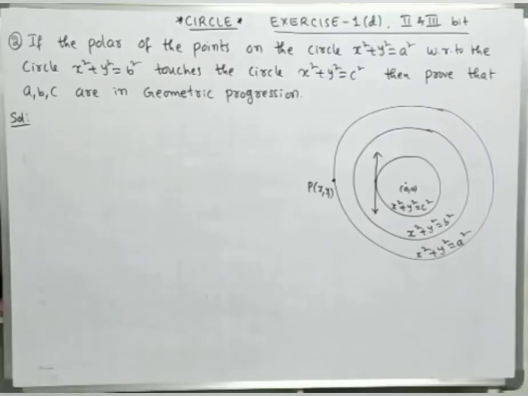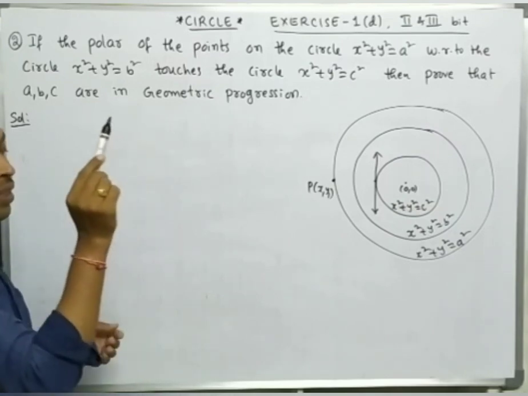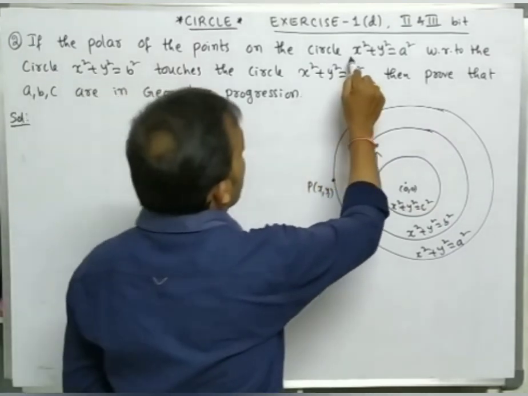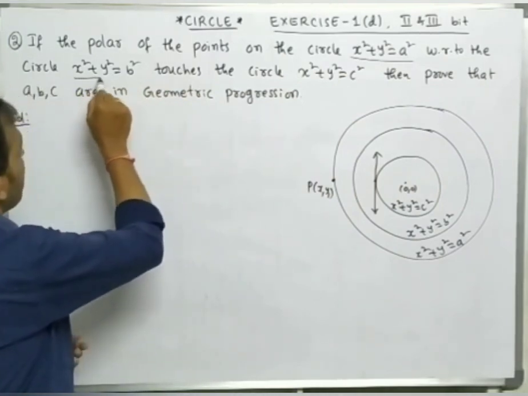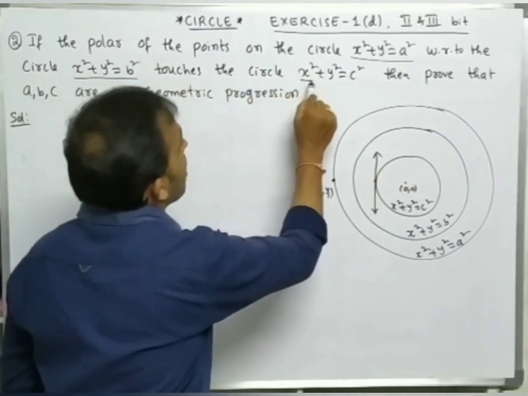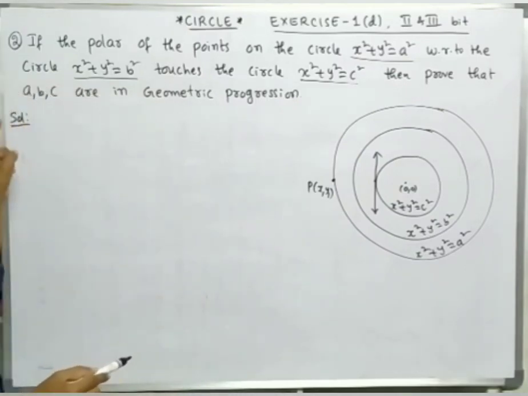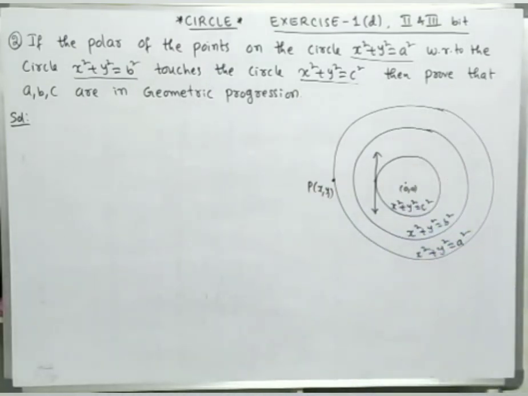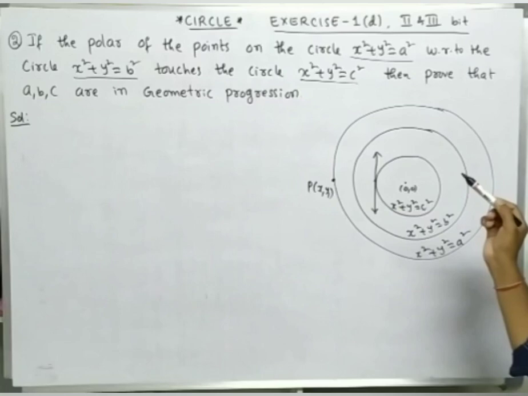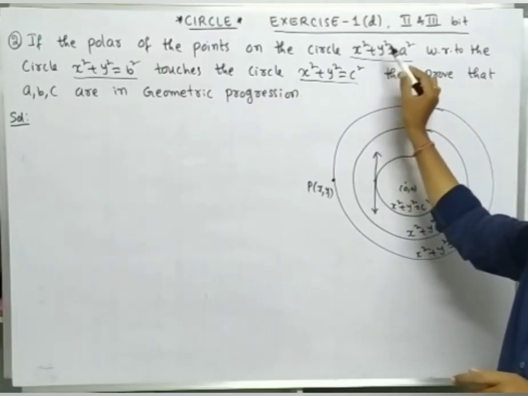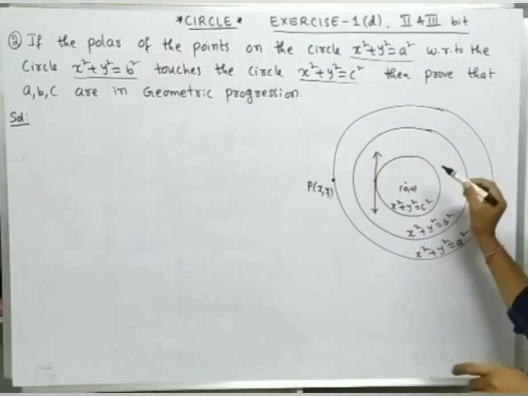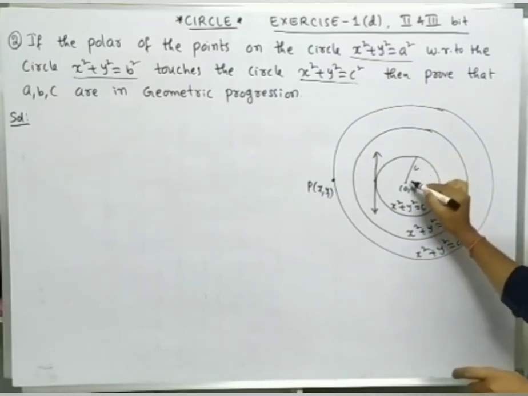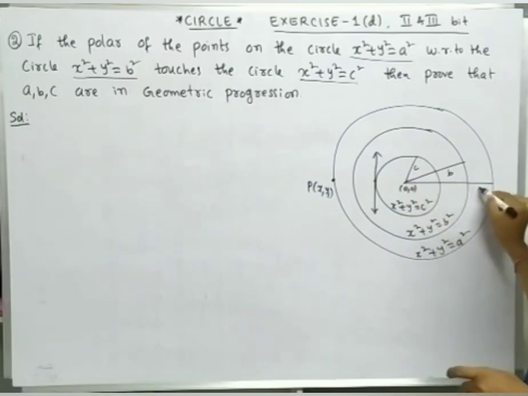Next problem. If the polar of the points on the circle x² + y² = a², with respect to the circle x² + y² = b², touches the circle x² + y² = c², then prove that a, b, c are in geometric progression. So observe that those three circles have center 0, 0. The center of the first circle is the origin, the second circle the origin, and the third circle the origin, and the radius of the first inner circle is c, this is b and this is a.